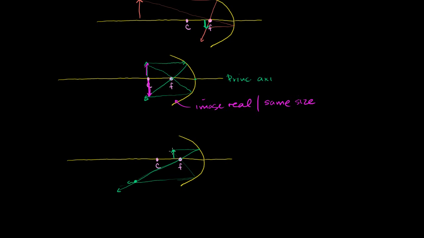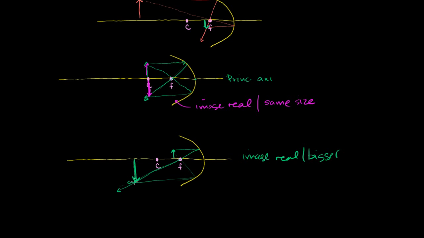And if you did it for every point on this arrow, the image would be an inverted arrow that is bigger than the original. It's almost the opposite of the first example that we showed. And so now the image is bigger than the original. So the image is real, and it is bigger. And where it converges is going to be beyond the center of curvature.